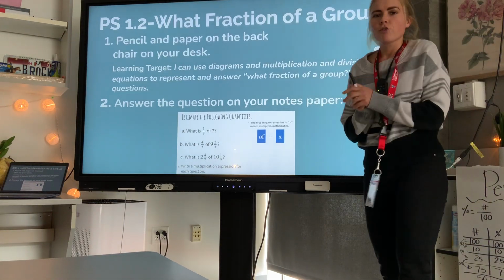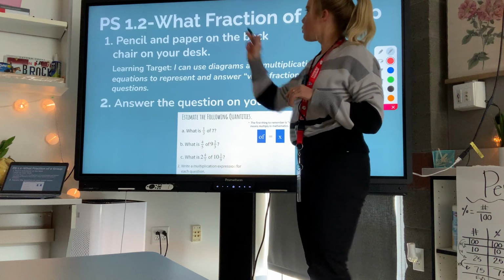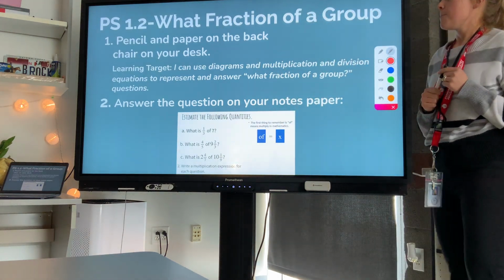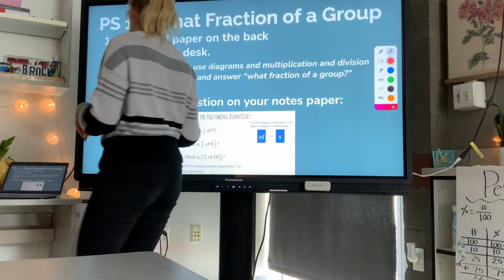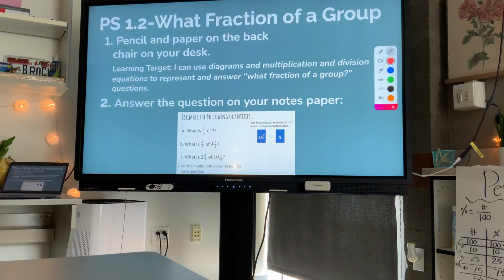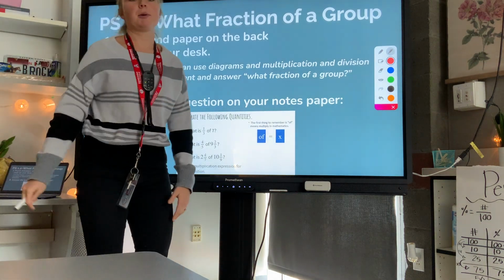This video is going over Priority Standard 1.2, what fraction of a group. So make sure you have a pencil and a paper, your paper notes. If you don't have the notes, you're not at school, then you can do it on a scratch paper.